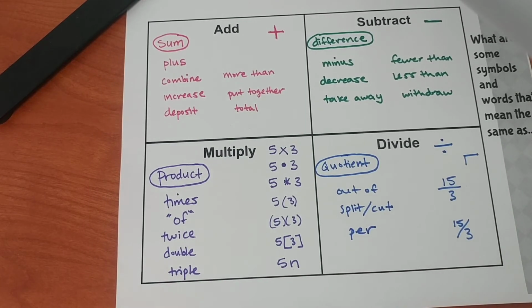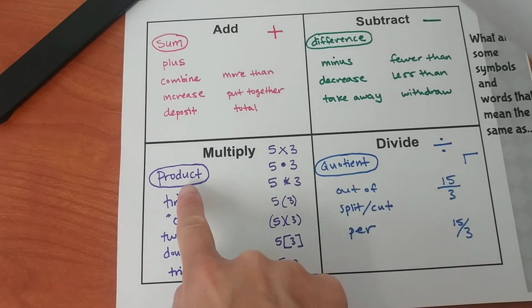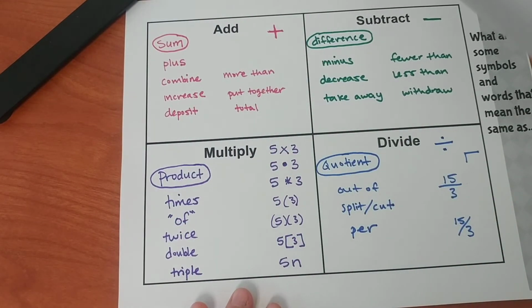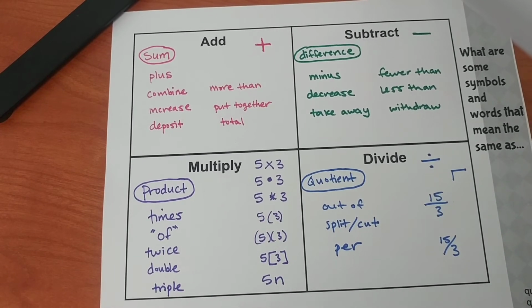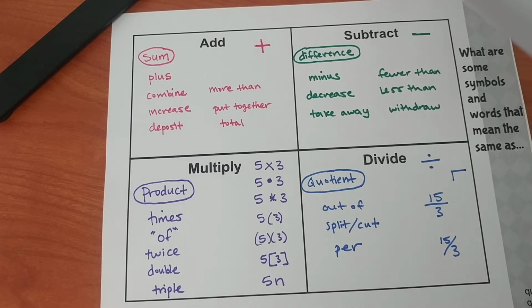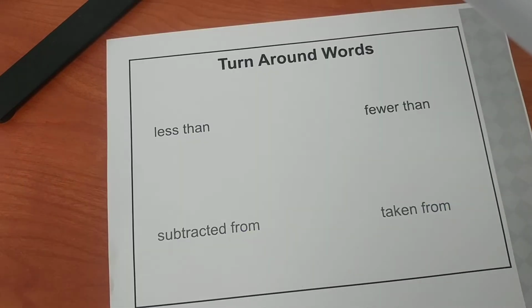All right, the ones that you have circled are going to be the ones that you're going to see a lot, and you've got to know what those mean. So the sum, difference, product, and quotient, be sure they're circled in your notes. All right, and there we have some words and symbols that tell us the operations we perform in math.